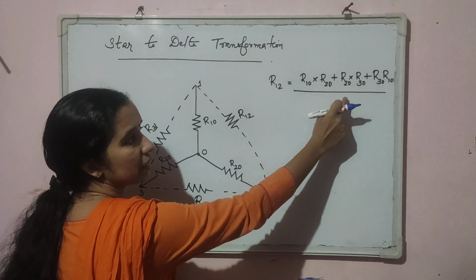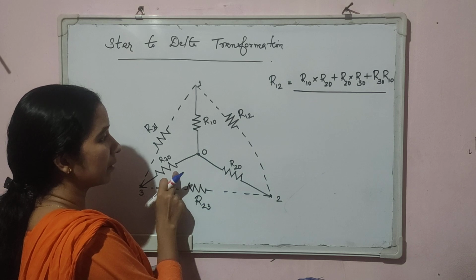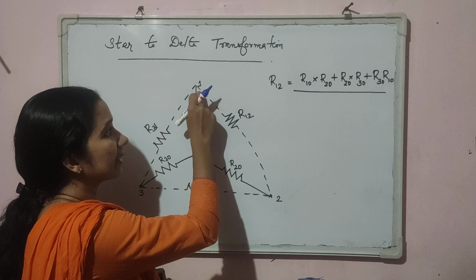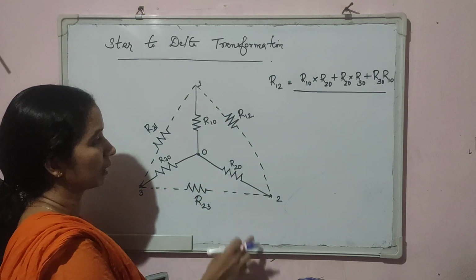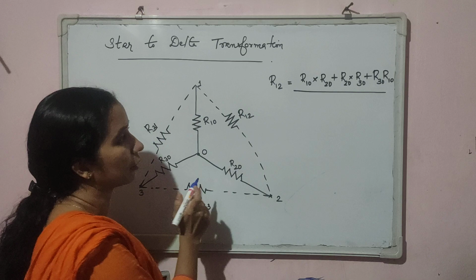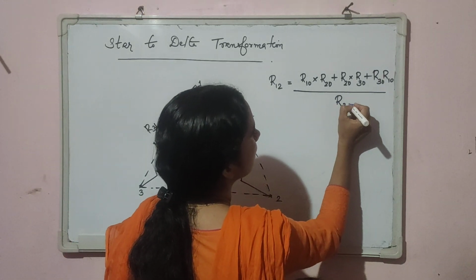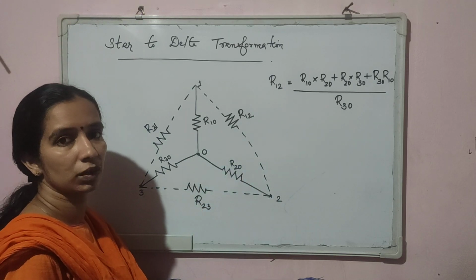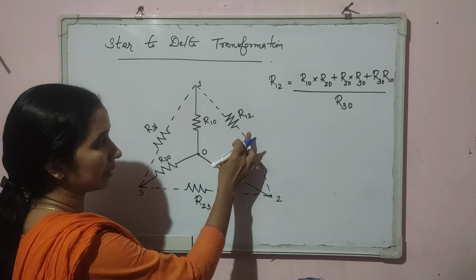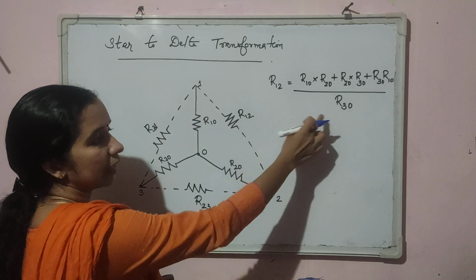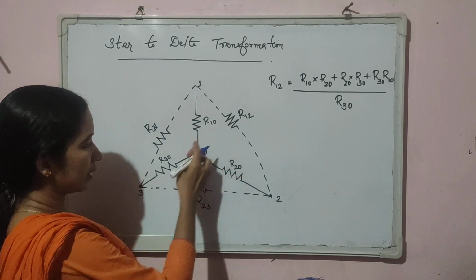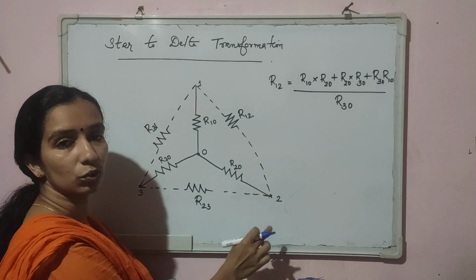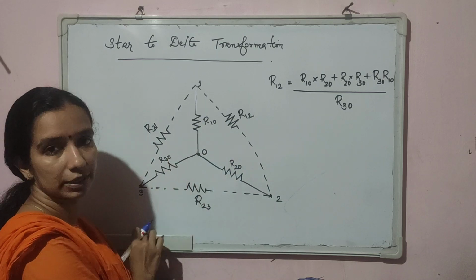we have to divide this term by the resistor of the star connection which is not connected to either terminal 1 or terminal 2. So that is nothing but R30. So this will be R30. Then we will get the value of the equivalent delta resistor R12. So otherwise I can say that while calculating R12, the denominator will be the resistor opposite to it. The resistor which is not connected either to 1 or 2. The opposite resistor, that is R30.